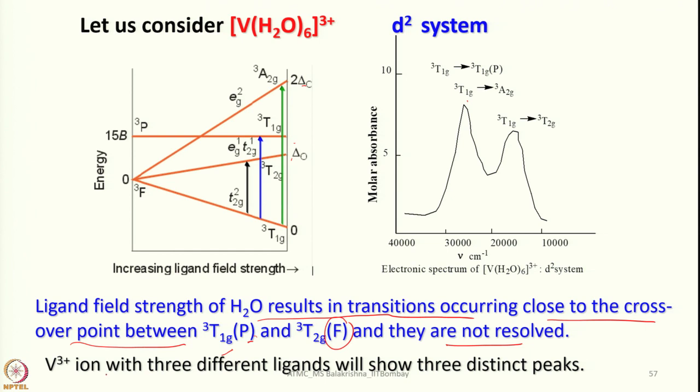That means a vanadium 3 plus ion with 3 different ligands will show 3 distinct peaks. So, in this case, what would happen if we have 3 different ligands? Then they will be well separated, as a result you can see 3 distinct transitions, whereas in the case of hexaaqua or maybe homoleptic tetrahedral complexes, it is likely that we may end up seeing only 2 transitions, because the other 2 are very closely spaced.